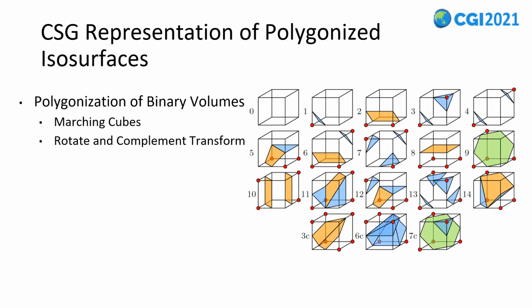When we find a solid cell in the grid traversal, we check whether there is any intersection with the polygonized isosurface within the cell. Here we use marching cubes as our polygonization method. In marching cubes, there are 256 cube configurations in total. The figure illustrates the 18 basis configurations, while the others can be obtained by rotation and complement transform.